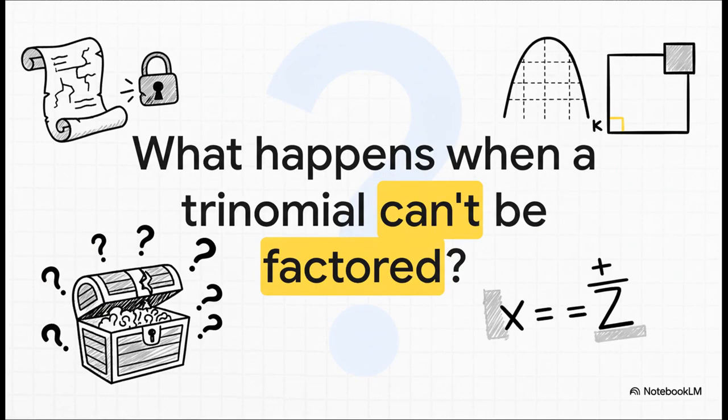But here's a final thought to leave you with. Sometimes you'll hunt and hunt, but you won't find two nice whole numbers that work. The trinomial just can't be factored. So does that mean there's no solution? That the code is uncrackable? Not at all. It just means we need to pull out some more advanced tools like completing the square or the quadratic formula. But that, well, that's a story for our next explainer.